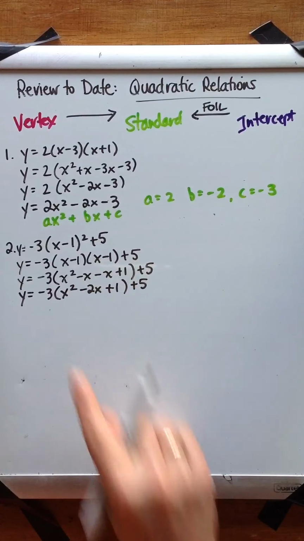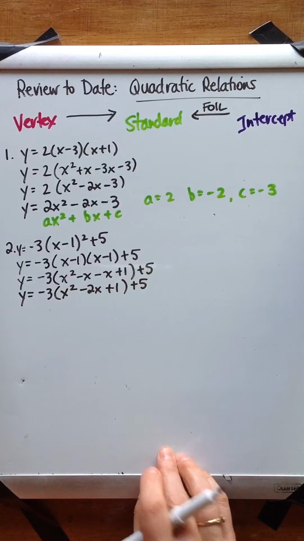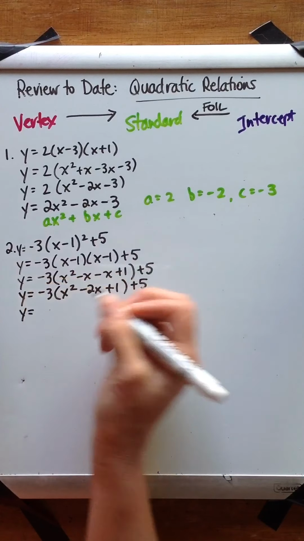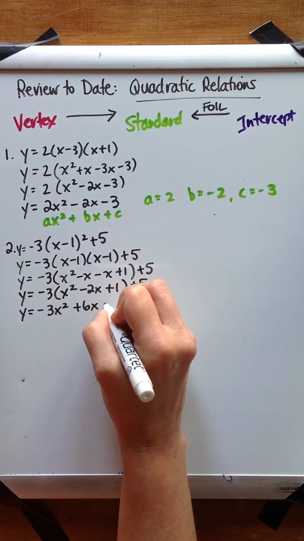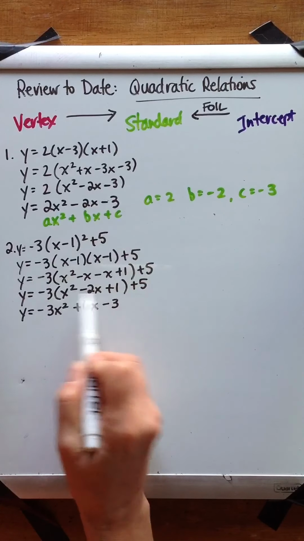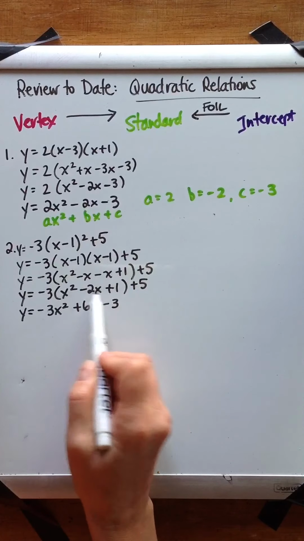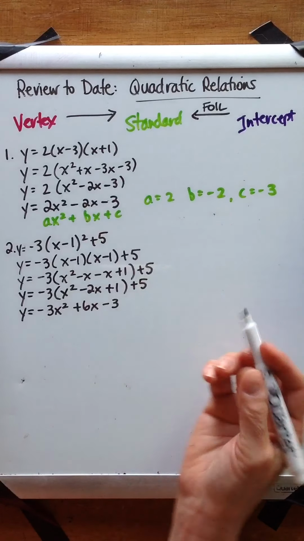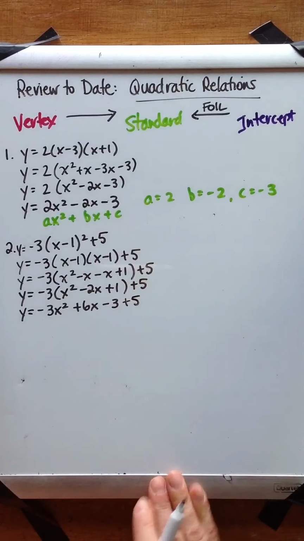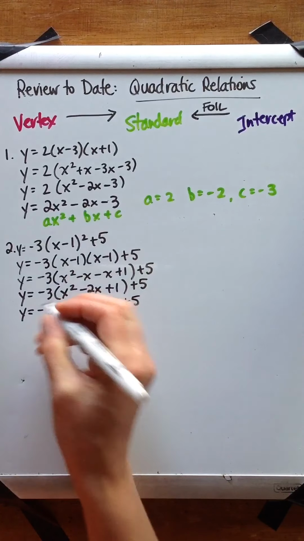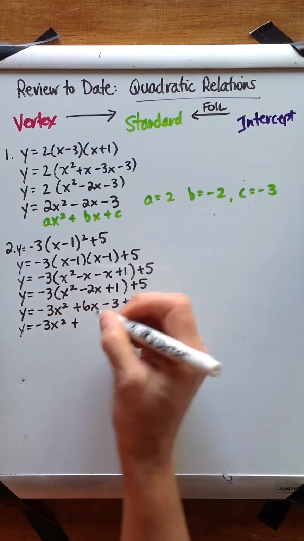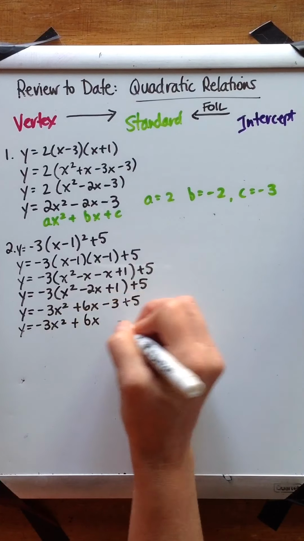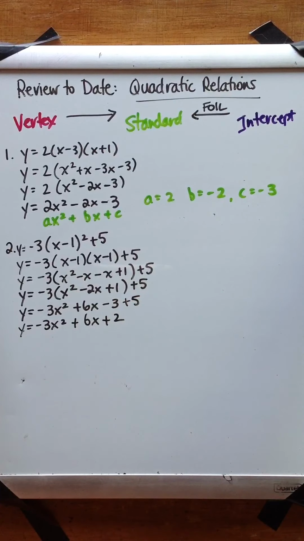And let's also recognize that we need to distribute the 3. Okay, so y equals negative 3x squared plus 6x minus 3. Again, I'm taking into account signs and numbers and variables for each of those terms as I distribute it, plus 5. So again, we just have some like terms to collect, and here we go. Okay, and again, this looks just like standard form.